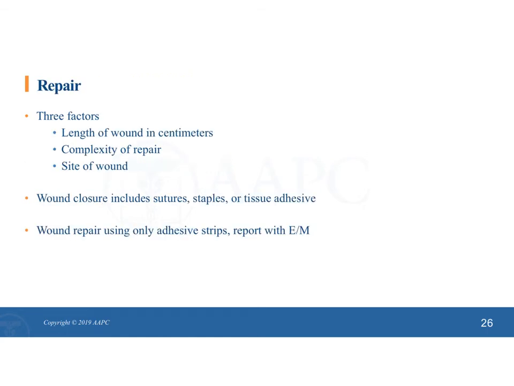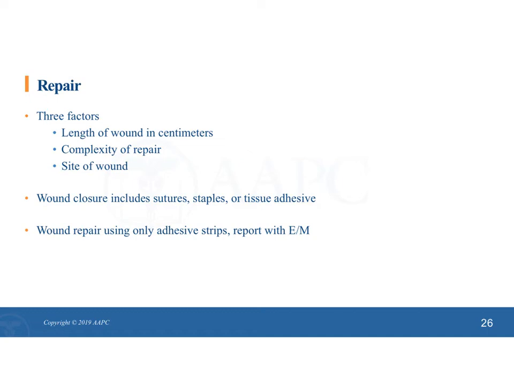The next subheading is repair. When you are coding wound repairs, there are 3 factors that you'll need to know: the length of the wound in centimeters, the complexity of the repair, and the site of the wound repair. You might want to use your highlighter in these guidelines since there's a lot of detail to remember.